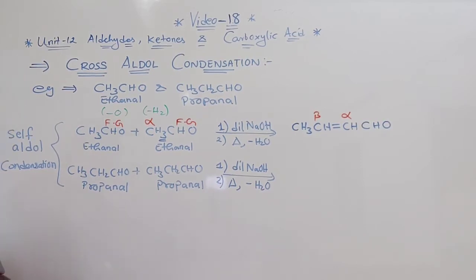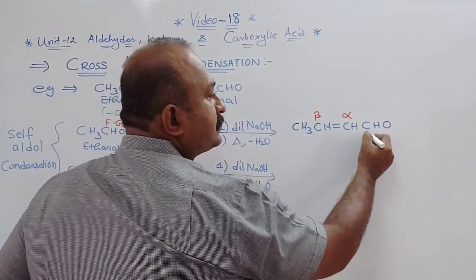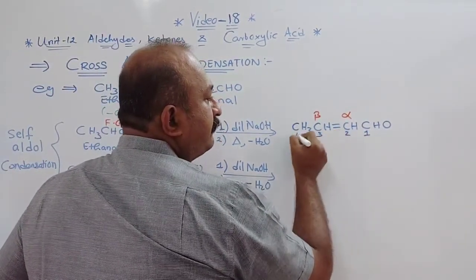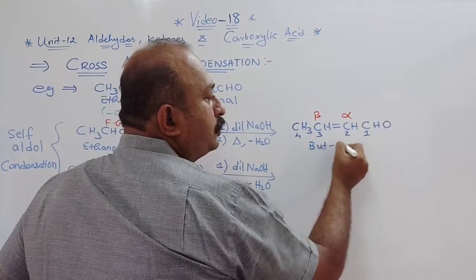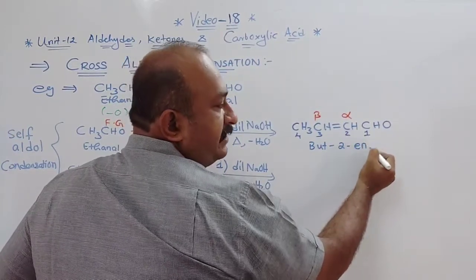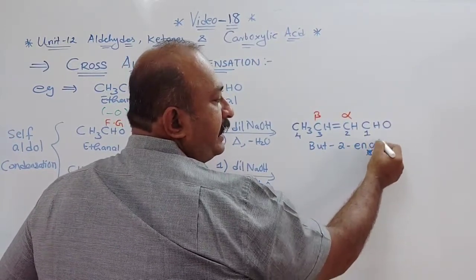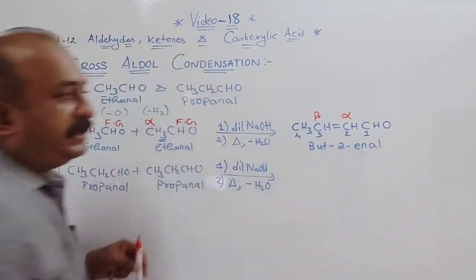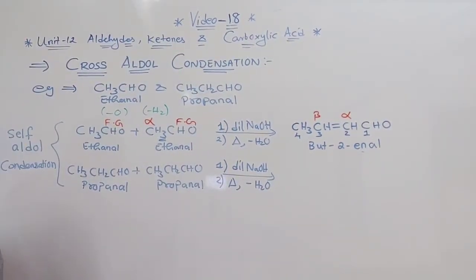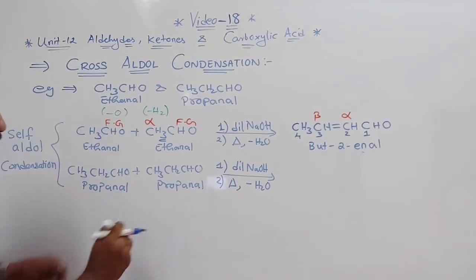Understood this part? Now same thing in your book they have given. If you want to number it, this is 1, 2, 3 and 4. So now the name is but-2-enal, because from "ene" the E is removed and "al" is added. Understood this part? Now same way here also we will do the same.